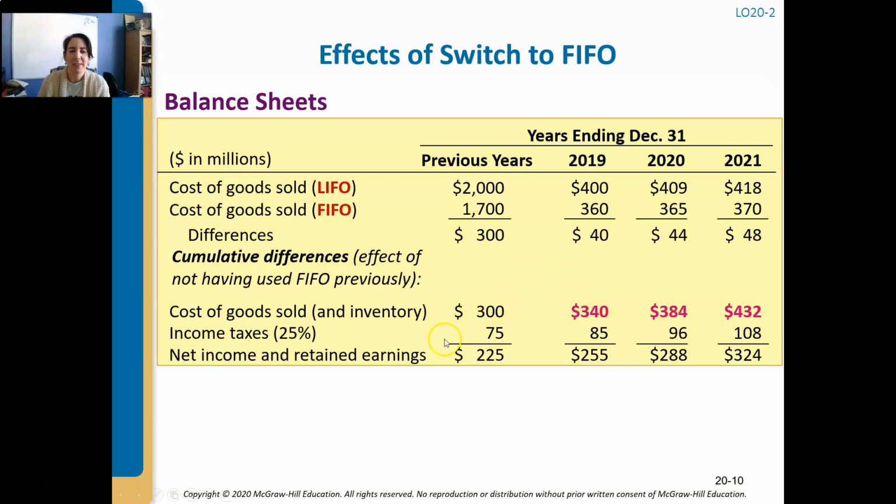All right, so what's going to happen? Our cost of goods sold, again, previous years is the cumulative effect of however many years were prior to this. But the idea is that you're going to have 300 here, plus you've got a $40 change here. Plus, after 2 years, the cumulative effect of the change is an additional $44, we're at $384. And then the cumulative effect of this change after 3 years is $432, right? Because the idea is it's a cumulative change over all those years.